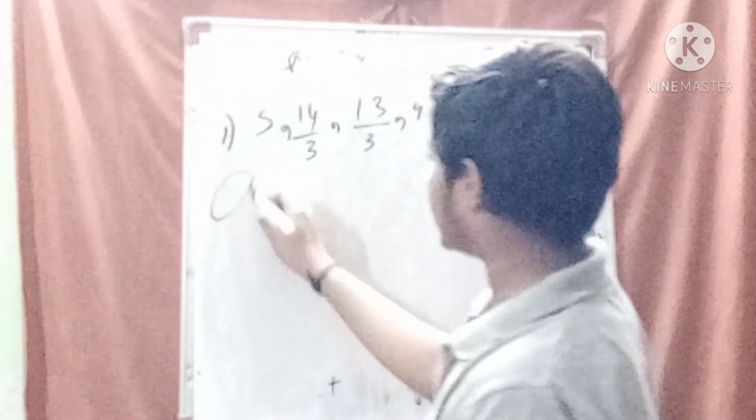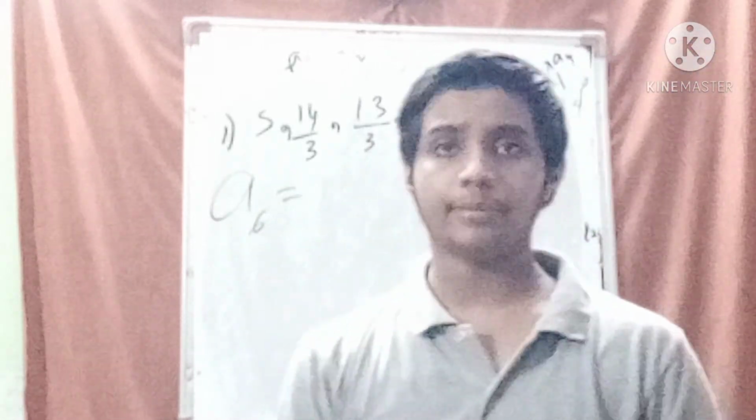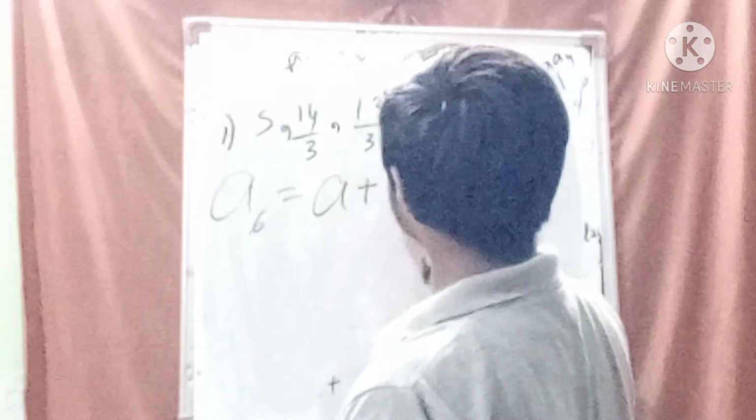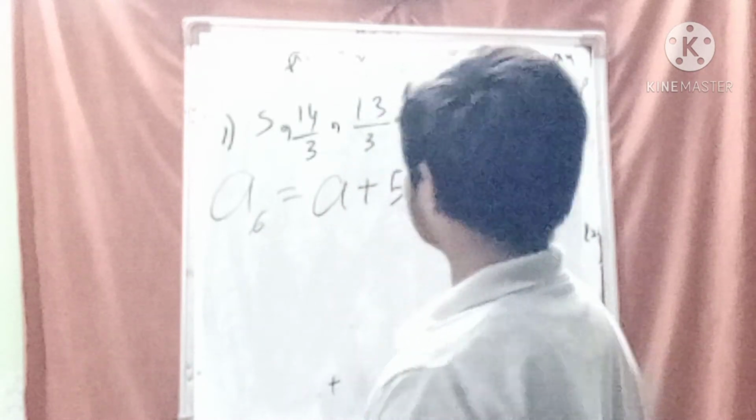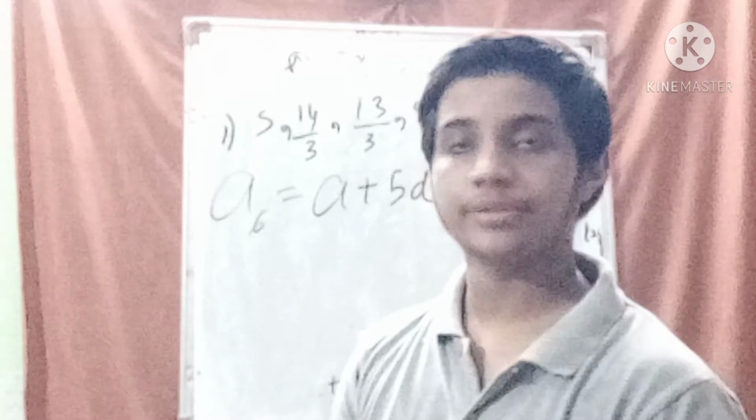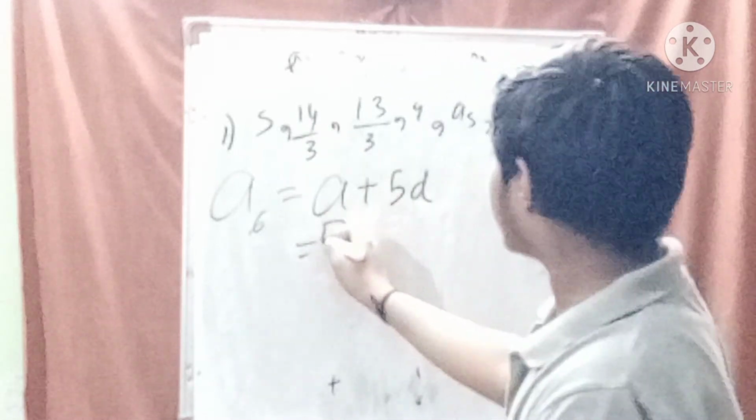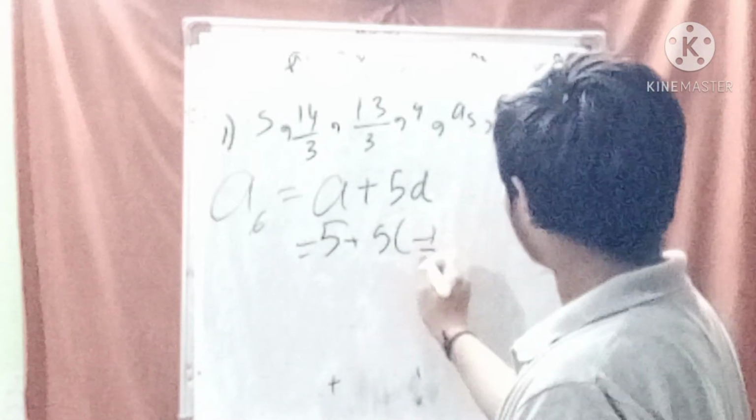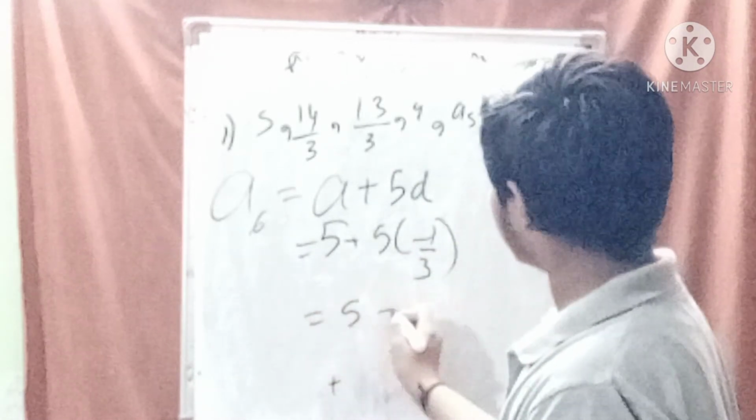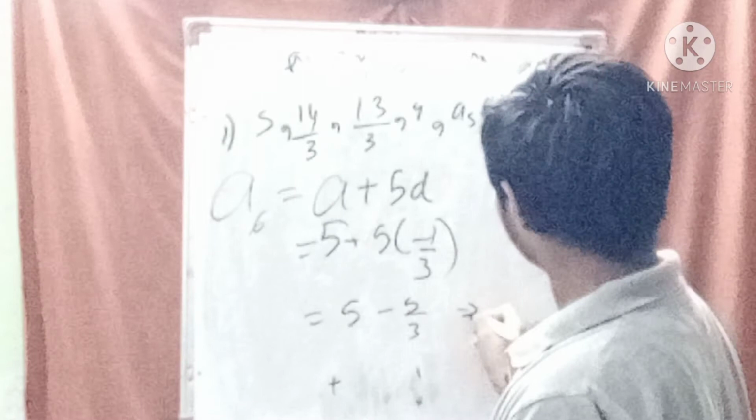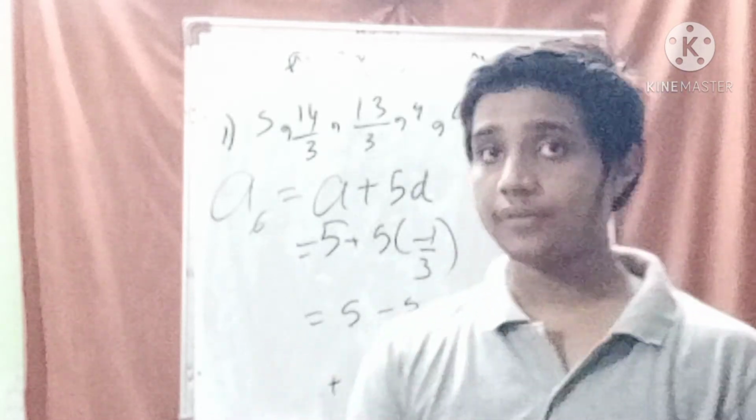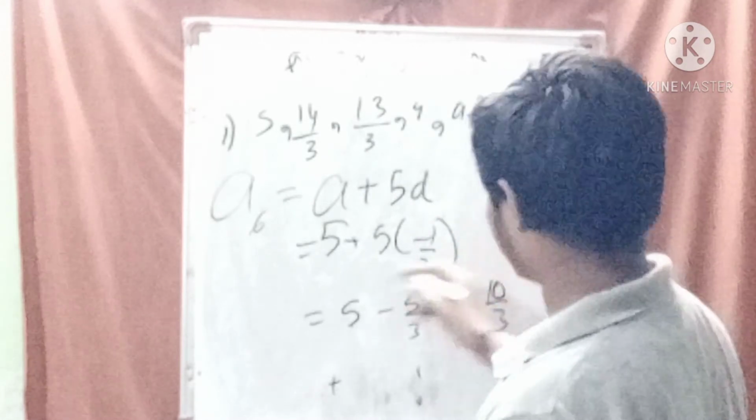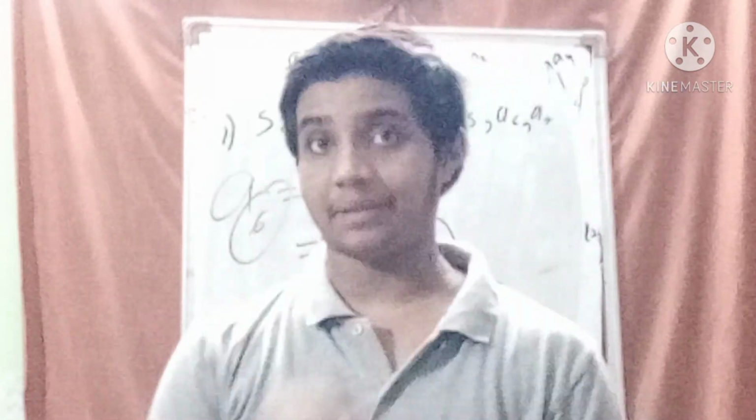A6, the formula of A6. You tell me. I heard you, that's right. A plus 5D. A here is 5, plus 5 into D. We have just found D, that is minus 1 by 3. So 5 minus 5 by 3 is equal to 15 minus 5 by 3, that is 10 by 3. Okay, the sixth term would be 10 by 3.